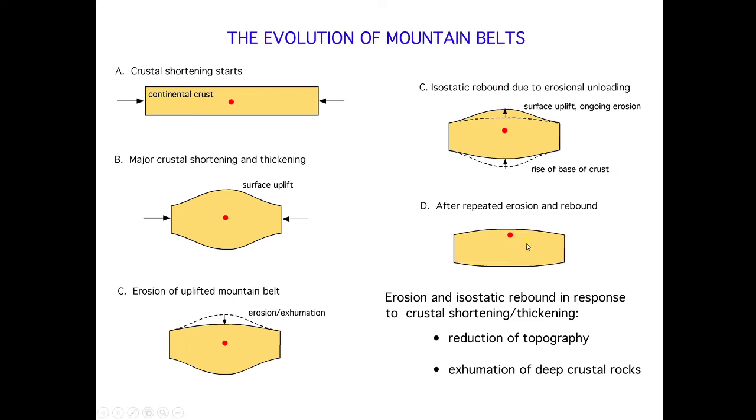And after we do this a long time, we find out that the deeper stuff is now higher up. So erosion and isostatic rebound in response to crustal shortening and thickening is reduction of topography, exhumation of deep crustal rocks.